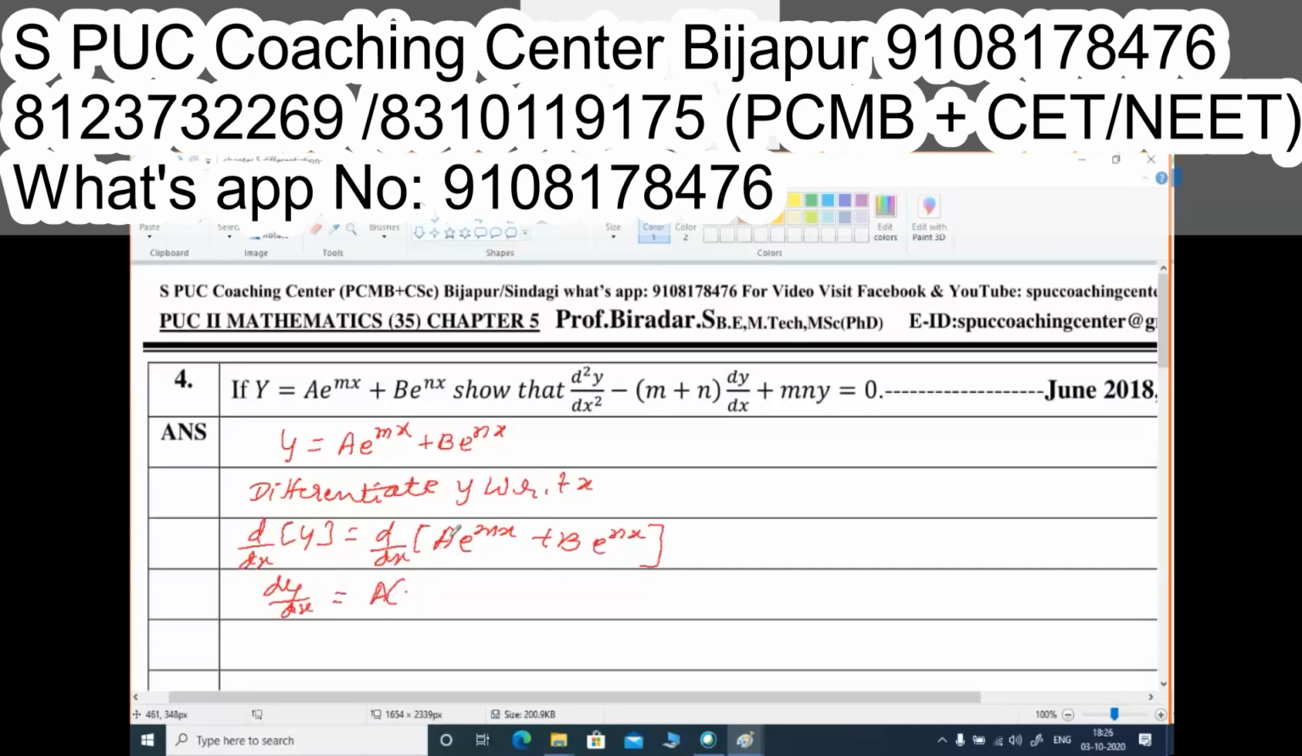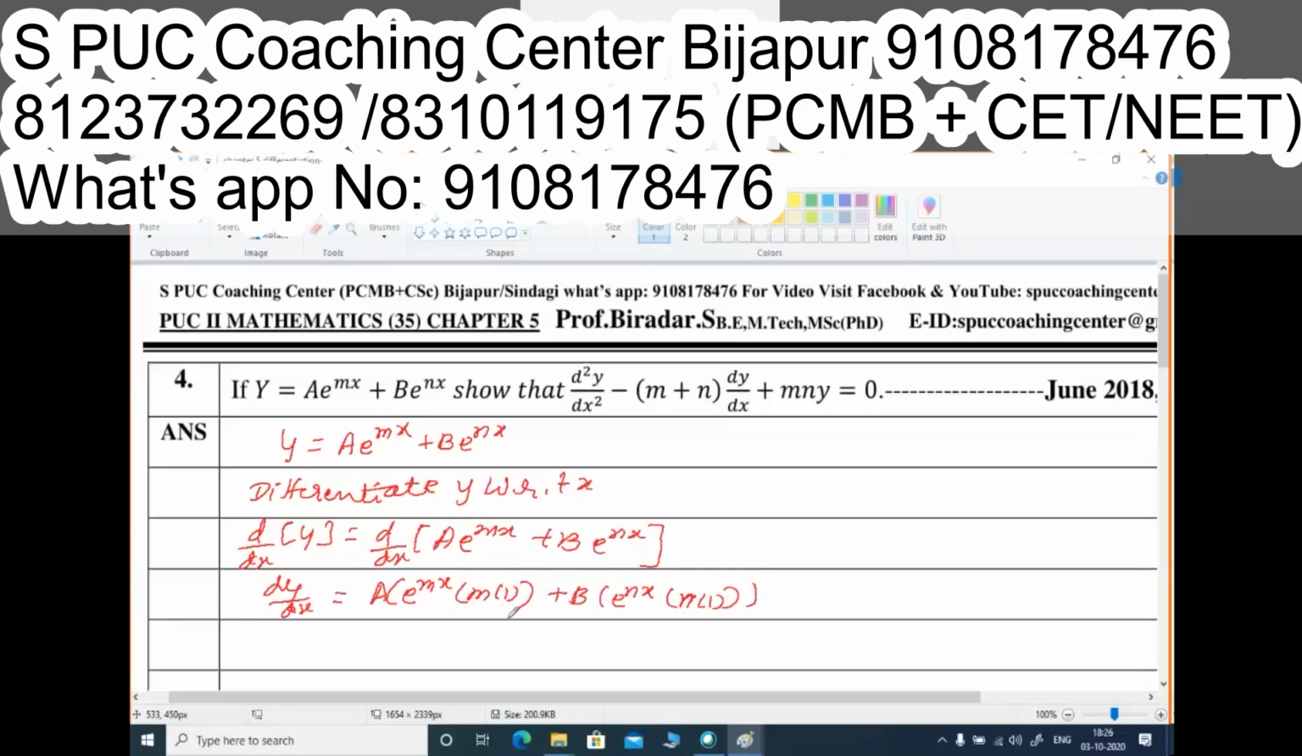See, a is constant, so you take it outside as a constant. E raised to mx stays as it is, and the differentiation of mx is m into 1. It is not mandatory to write it this way; you can write am e raised to mx directly also. Plus b e raised to nx, into n, since the differentiation of nx is n into 1. If you like, write just n directly, no problem at all.